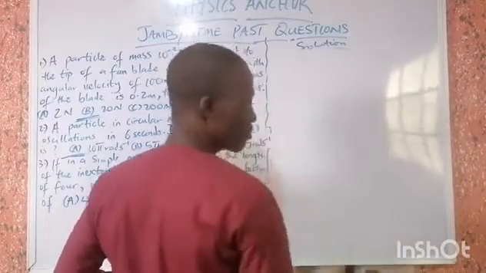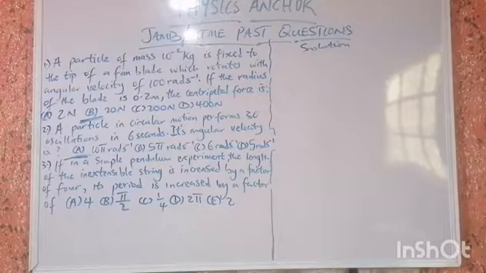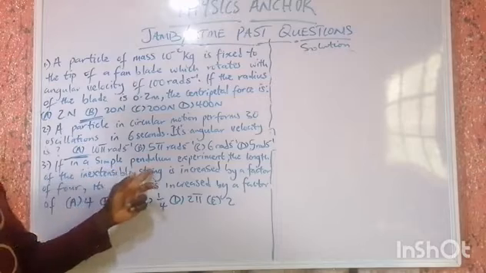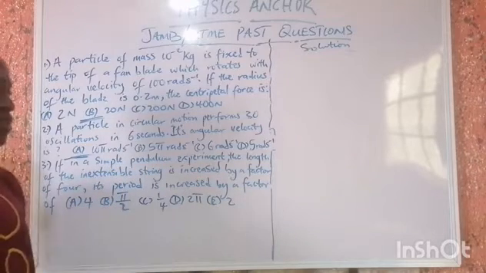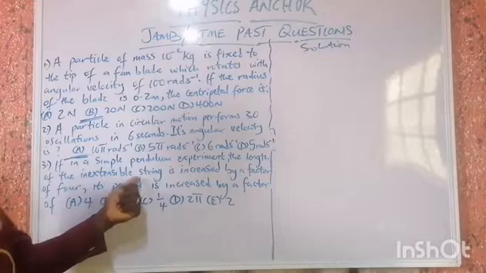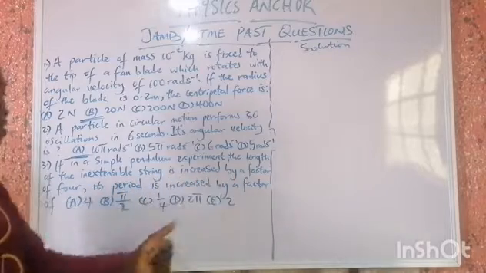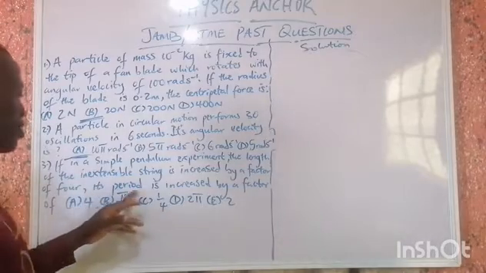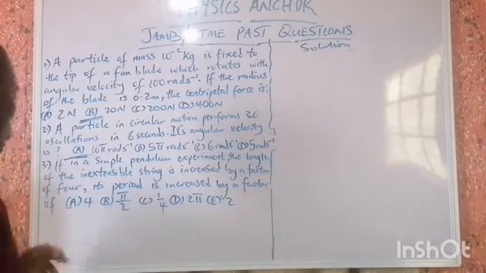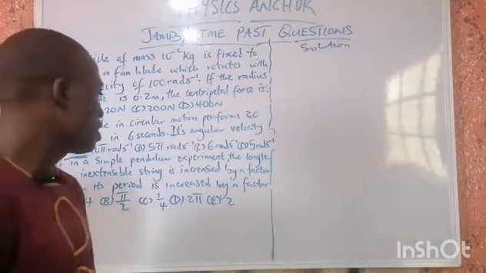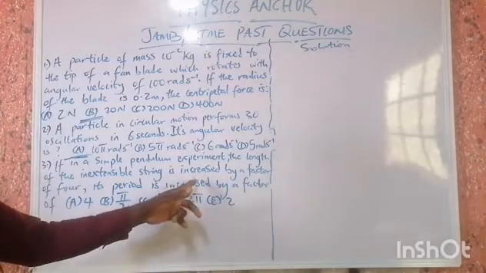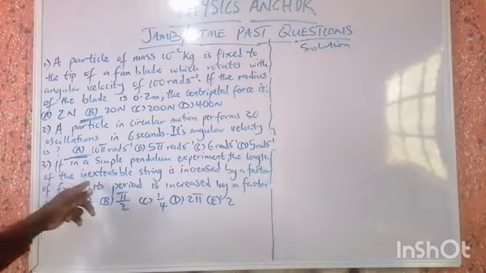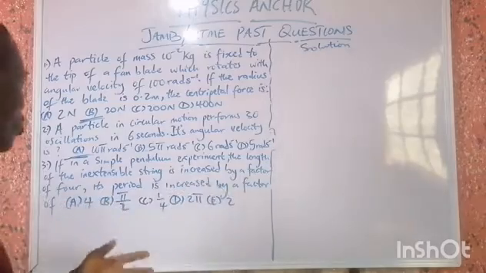Question number 3. If in a simple pendulum experiment, the length of the inextensible string is increased by a factor of 4. Please note that. Increased by a factor of 4. Its period is increased by a factor of dash. In other words, in this question, now we have that the length of this pendulum is increased by a factor of 4.